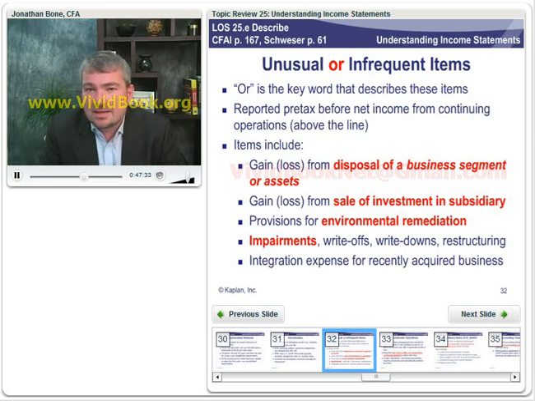Restructuring, so essentially restructuring divisions. Any costs involved in restructuring will be unusual or infrequent, and also any integration expenses that you've incurred for recently acquired businesses.